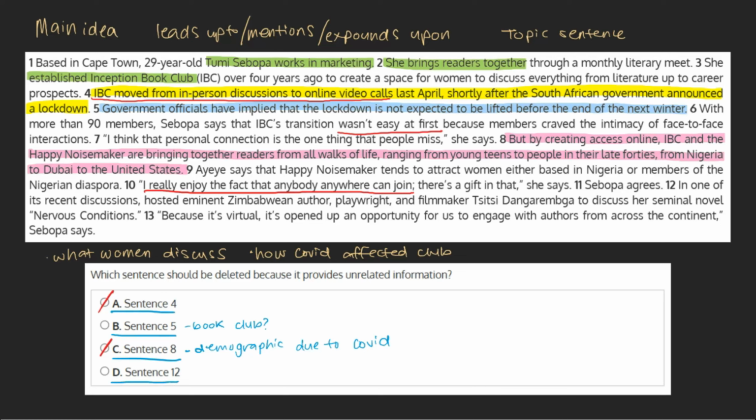And D. Sentence 12. In one of its recent discussions, hosted eminent Zimbabwean author, playwright, and filmmaker Tsitsi Dangarembga to discuss her seminal novel, Nervous Conditions. Again, this clearly has to do with the book club, and it has to do with COVID for the same reason as choice C. The only way they were able to host this author is because they moved online. As this has to do with our main idea, we can mark this choice off and mark our original answer, choice B, as our final answer.